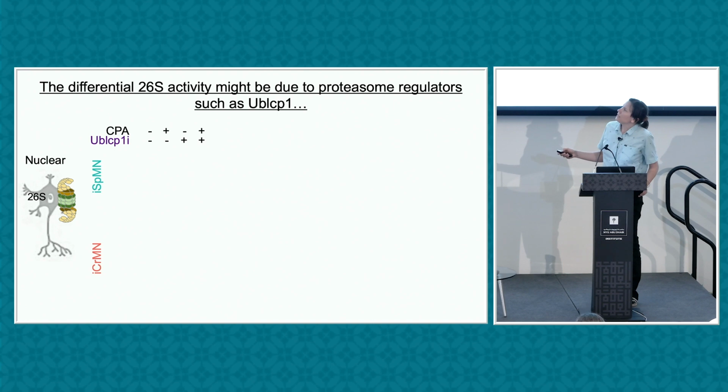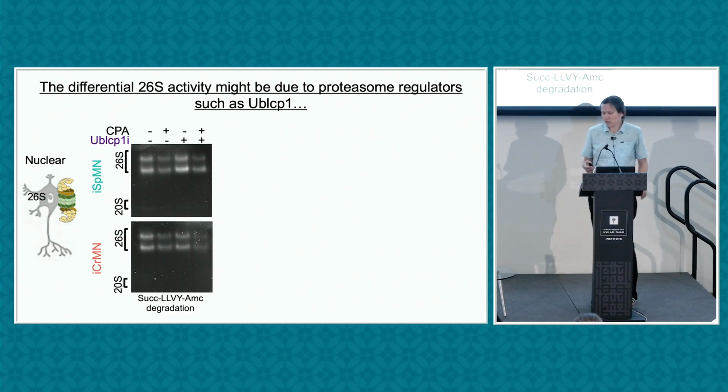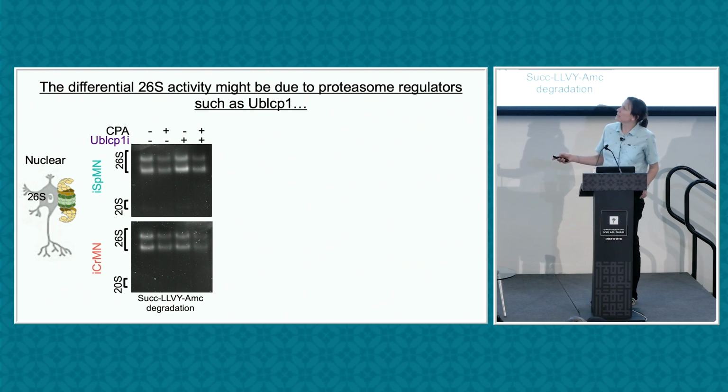It is shown here in purple, and then above this is shown the stressor, no stress, and now we found an inhibitor for UBL-CP1, so we were able to inhibit this protein in the cells. And so UBL-CP1 is the only known nuclear proteasome phosphatase. And what we were able to show is that it differentially affects the 26S in spinal motor neurons compared to the 26S in the cranial motor neurons.